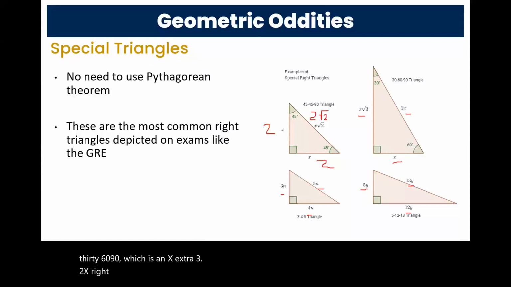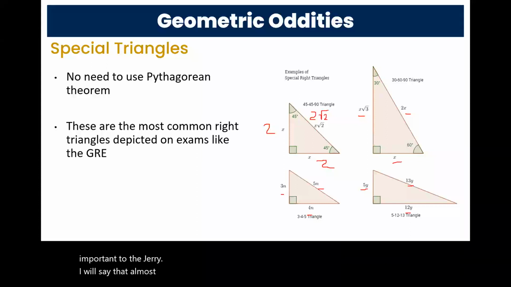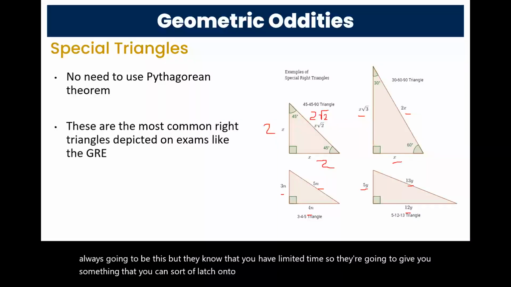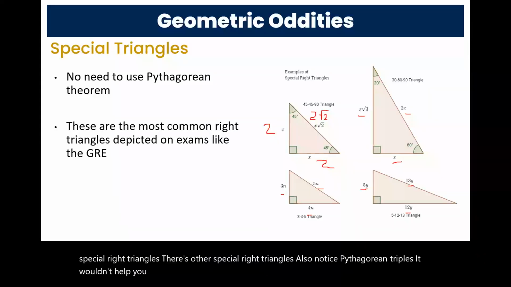So knowing the different special triangles and watching for them is so important to the GRE. I will say that almost every single triangle problem boils down to one of these. I can't say it's always going to be this, but they know that you have limited time, so they're going to give you something that you can sort of latch onto. So look for and be able to recognize the 4 special right triangles. There are other special right triangles, also known as Pythagorean triples, but it wouldn't help you to know those. These are the ones that are used almost exclusively on the GRE.